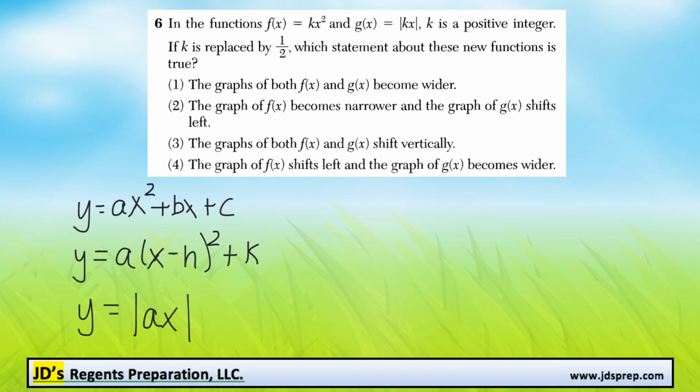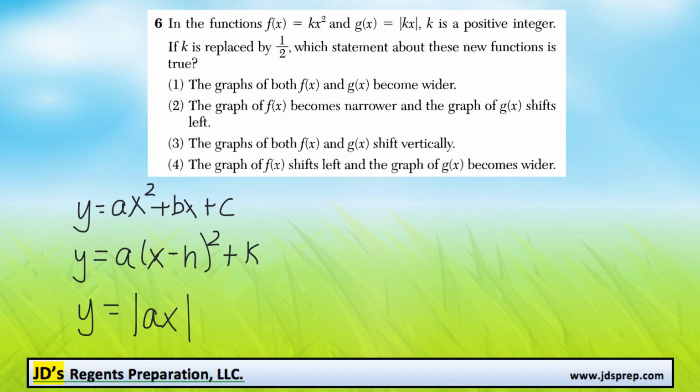Welcome to problem number 6 from the August 2017 Algebra Regents exam. The functions f of x equals kx squared and g of x equals the absolute value of kx, k is a positive integer. So it says if k is replaced by 1/2, which statement about these new functions is true?